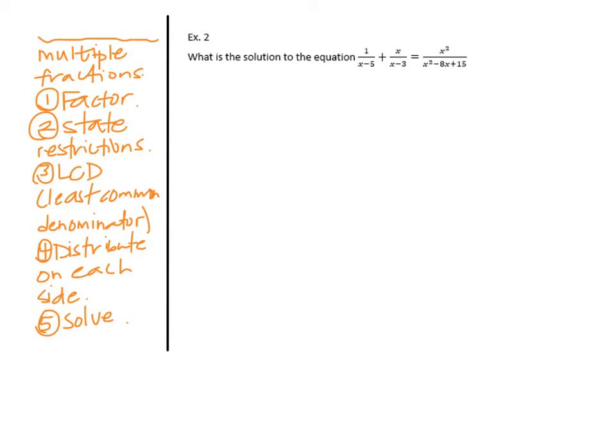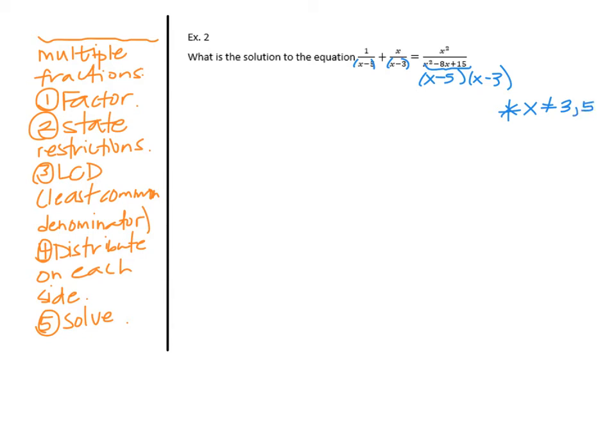Step 1 is to factor. I notice x minus 5 is all by itself. There isn't anything to take out of those two terms. x minus 3, again, we're good to go there. But x squared minus 8x plus 15 will actually factor into x minus 5 and x minus 3. Looking at all my denominators, I notice that there are 2 parentheses of x minus 5 and 2 parentheses of x minus 3. What that means for our restriction is that x can't equal 3 or 5.